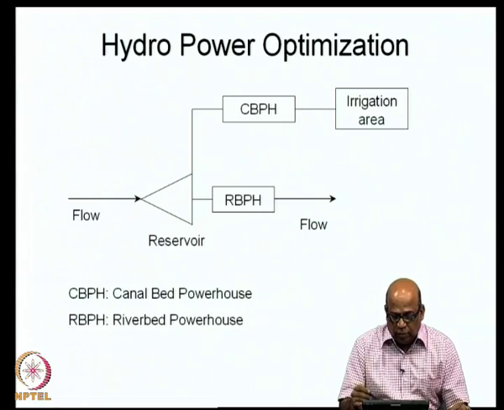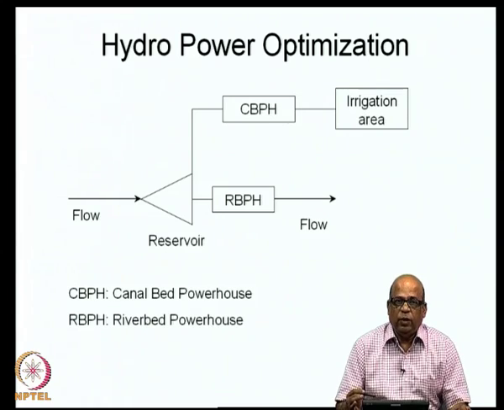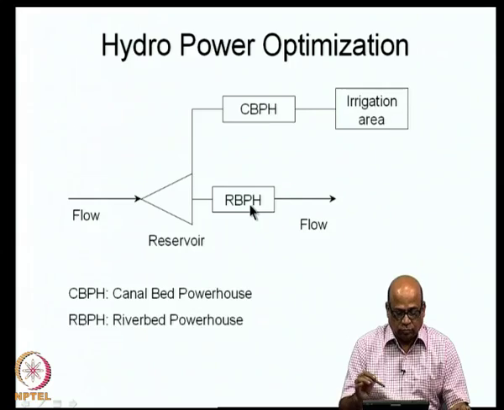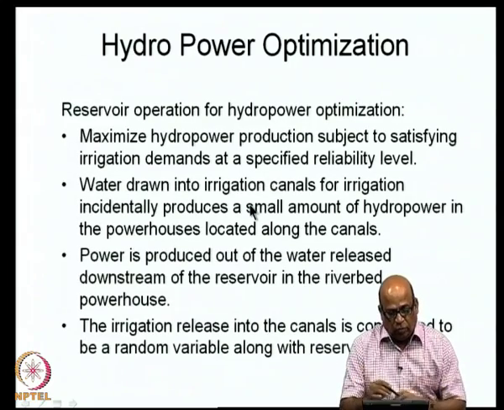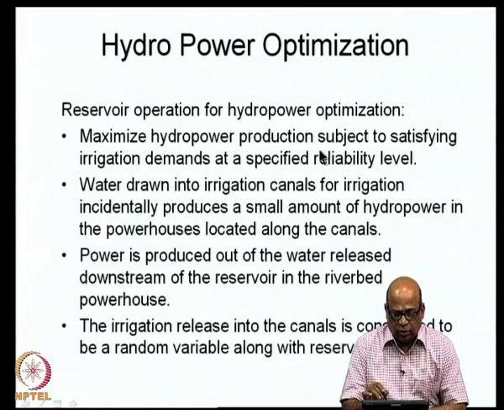So, we will first formulate a chance constrained reservoir optimization problem for this, in which we will pre-specify the reliability of meeting the demand and then look at what is the maximum power that we can produce. Now, that is what is stated here. So, we want to maximize the hydropower production subject to satisfying irrigation demands at a specified reliability level.